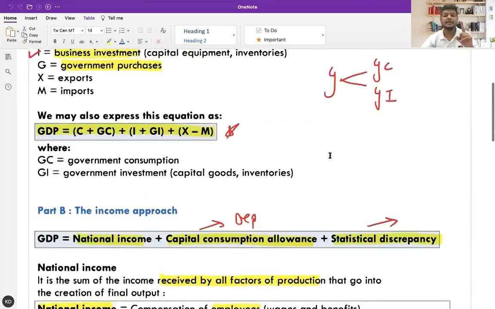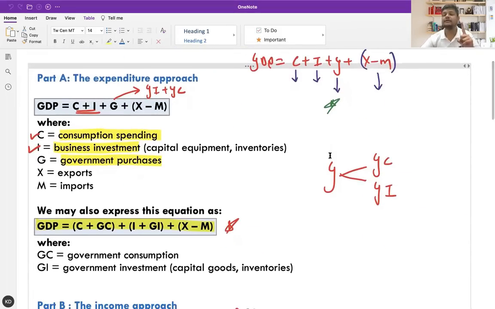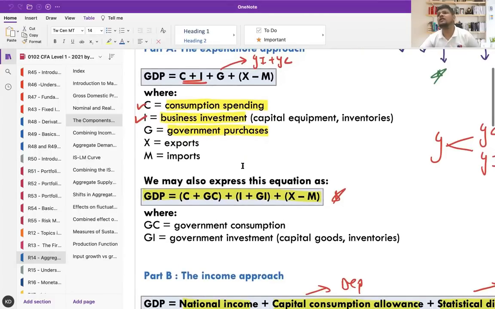I want you to remember this equation of the expenditure approach and the income approach both, but the expenditure approach more precisely: C plus I plus G plus X minus M. First of all, tell me, should the value of GDP from the income and expenditure approach be the same or not? It should be the same, right? Now, when you combine both approaches, what happens? Let's see that.